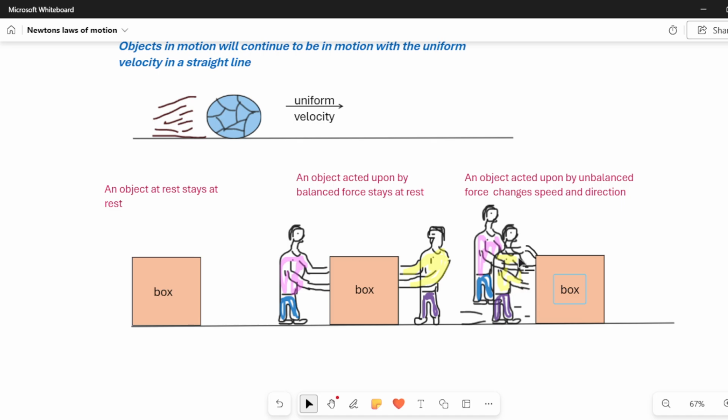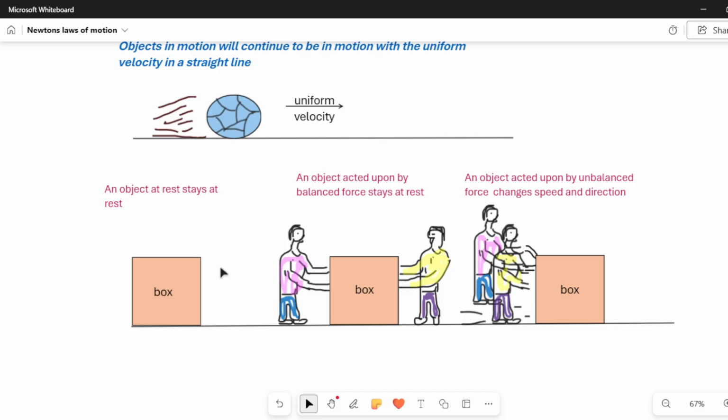Now, with this box, both of them are pushing from the same direction. So what will happen? Now there is some net force acting on the box, so the box will move. The box was at rest, and now it will start moving because there is an unbalanced force acting on the box. So we have a net force acting on the box. Now you have understood: until and unless there is a net force acting on it, the object will continue to be in its same state of motion, be it rest or motion.